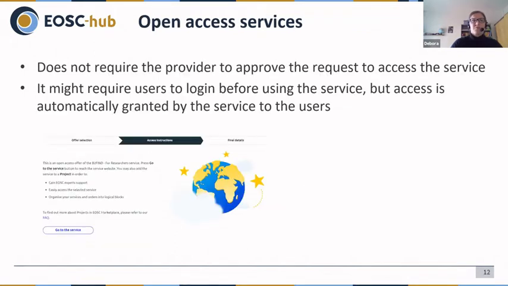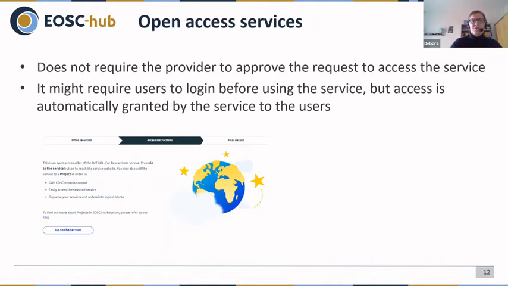So I will now briefly describe each of these types of access. By open access service, we mean any service where the user does not need any approval to access the service. So this might be a service where there is no need to log in, so it's available to anyone, but also services where the user might need to log in, but there is basically no specific formality or interaction with the provider to grant access to the user.